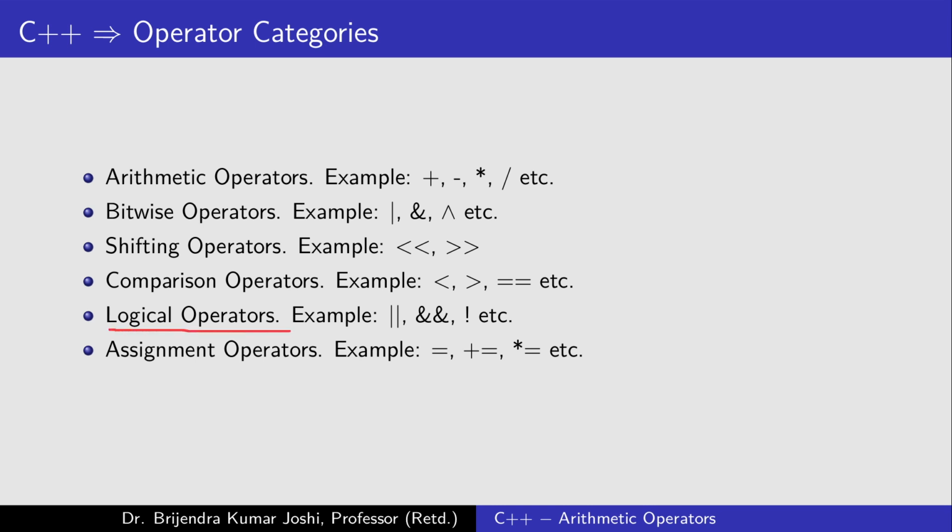Next are logical operators. Double vertical bar for logical OR, double ampersand for logical AND, and this is for logical NOT. Next are assignment operators. There are a large number of assignment operators. Some of them have been listed here. This is one simple assignment operator, which we have already seen in previous videos. Then plus assign, star assign, etc.